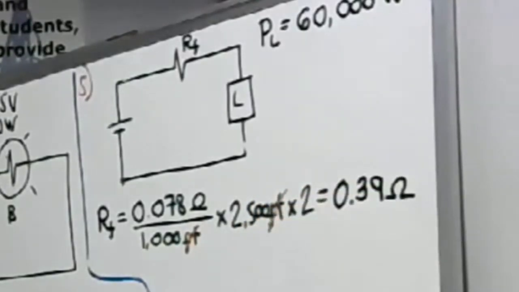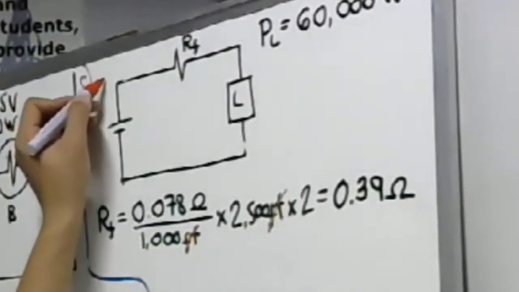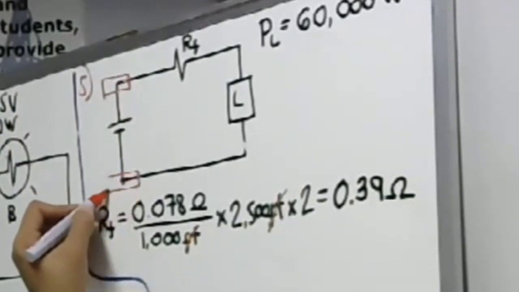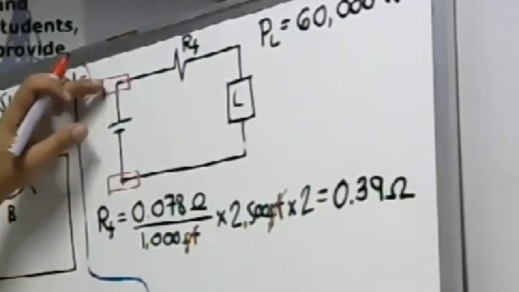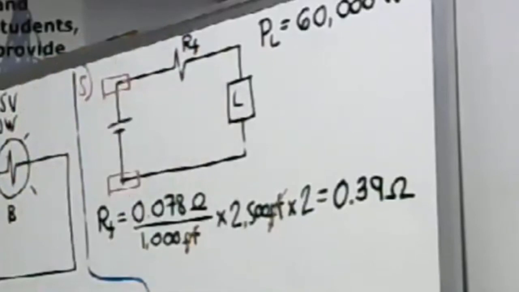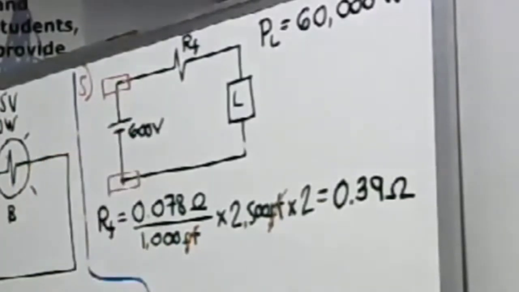Okay, that is our value. We are given that the bus bar voltage is maintained constant at 600 volts. What do you mean by bus bar voltage? The bus bar voltage is the voltage at the bus bar. Let's say this is our bus bar, wherein you connect the terminal of the source to the feeder wire or feeder conductor here. So it is maintained at 600 volts. So put here 600 volts. Okay?